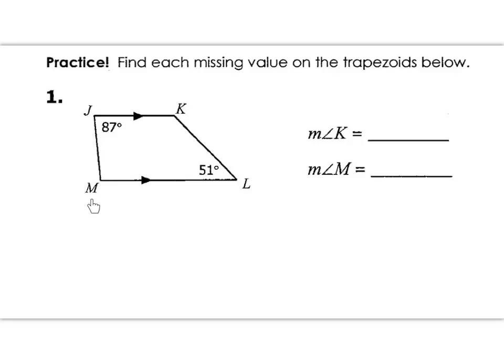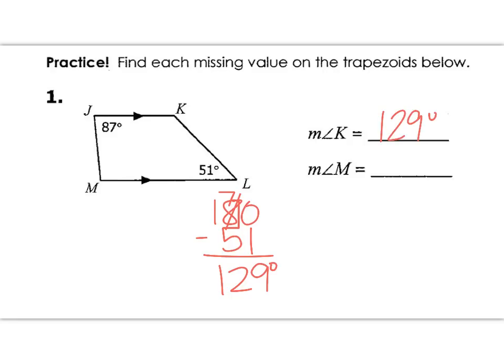We also know in a non-isosceles trapezoid that the consecutive angles are supplementary. So J and M are supplementary, K and L are supplementary. So in order to find the measure of angle K, we simply do 180 minus 51. So 180 minus 51 is going to give us 129 degrees. So the measure of angle K is 129 degrees. We can mark that in our diagram as well.